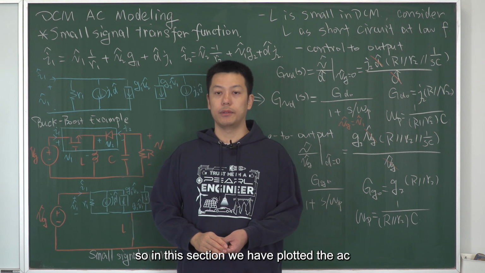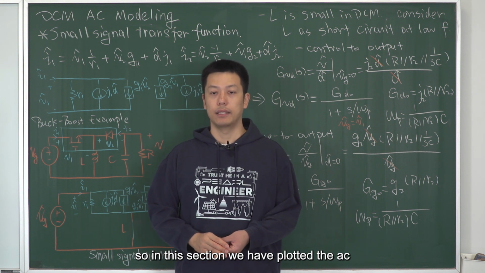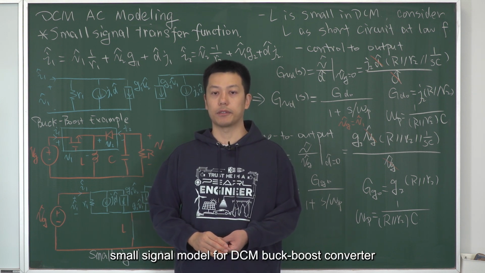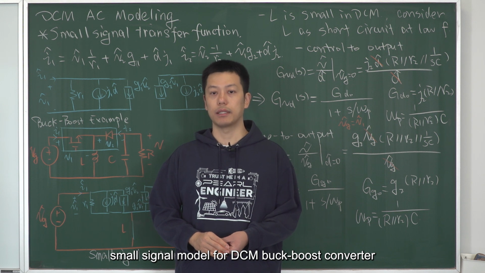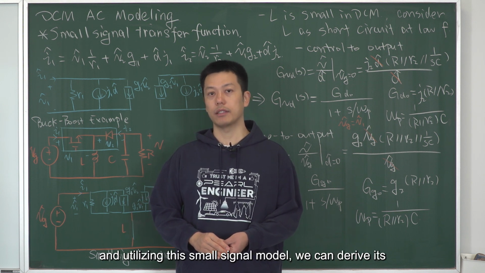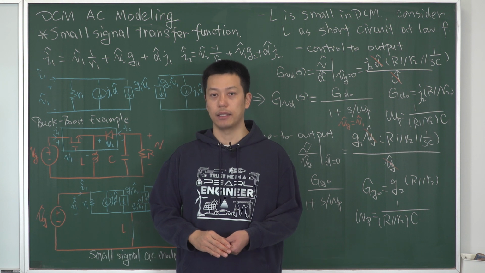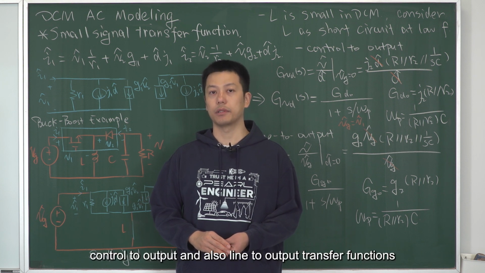So in this section, we have plotted the AC small signal model for the DCM buck boost converter. And utilizing this small signal model, we can derive its control to output and also line to output transfer functions.